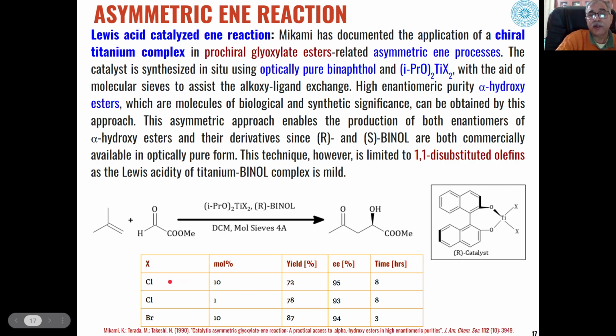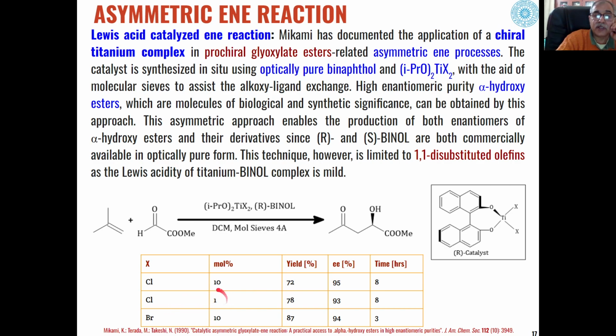This can be dependent on the halogen present and the type of the enantiomer which is used in the binaphthol system. For example, if X is chloride, and we are using 10 mole percent of the catalyst, then the product alpha hydroxy ester formed is 72% with 95% enantiomeric excess when the reaction time is 8 hours.